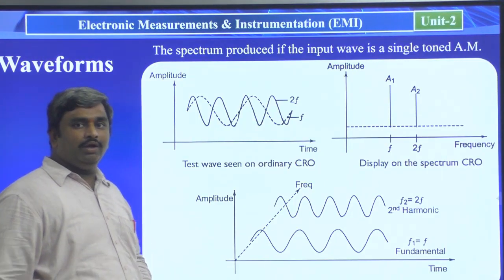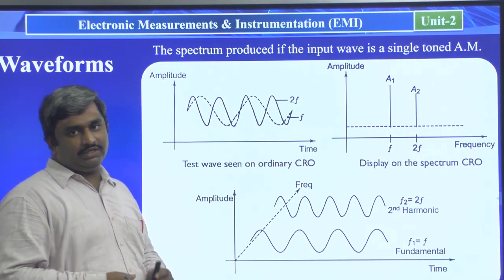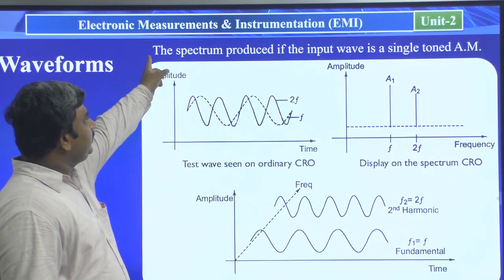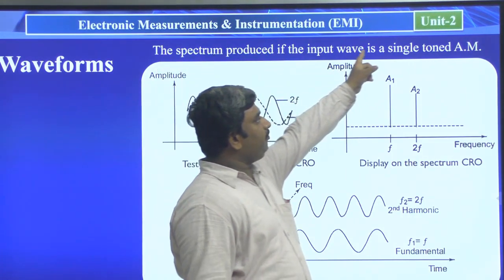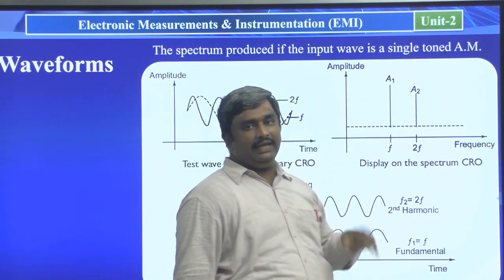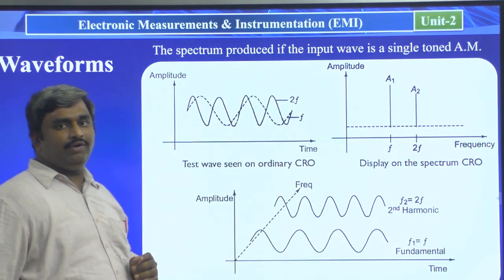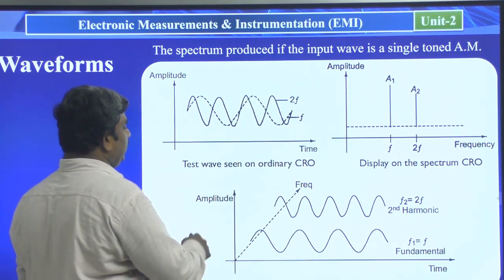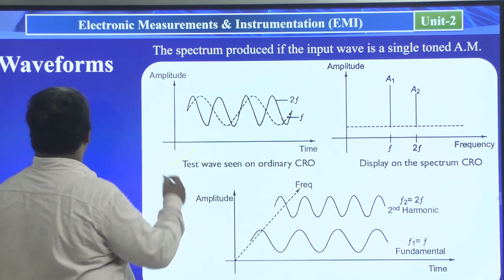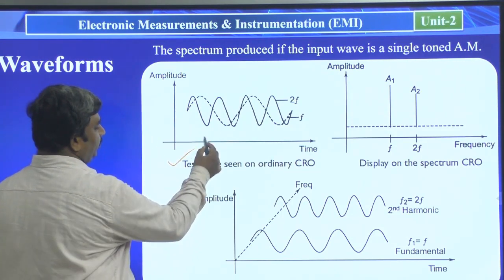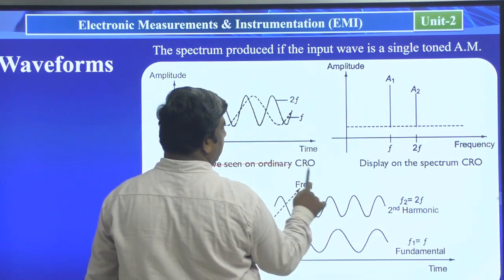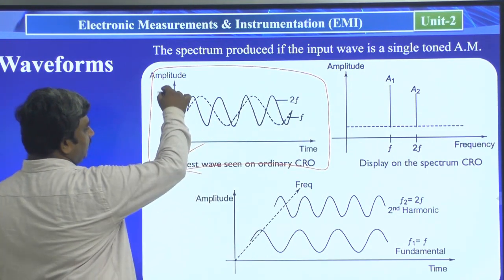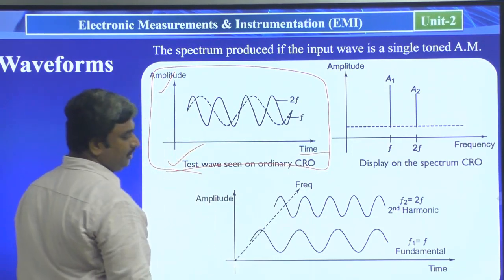Now, from the basic spectrum analyzer, we will get the outputs when a single-tone amplitude modulated wave is given as input. You will get the outputs in this fashion. Here the test wave is seen in an ordinary CRO. In this ordinary CRO section, the amplitude and time information is available.